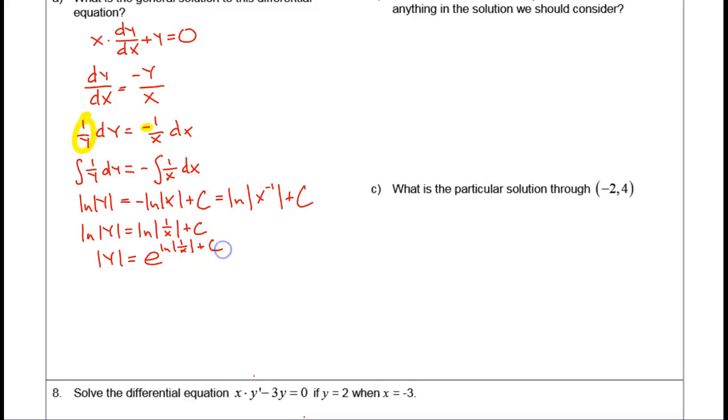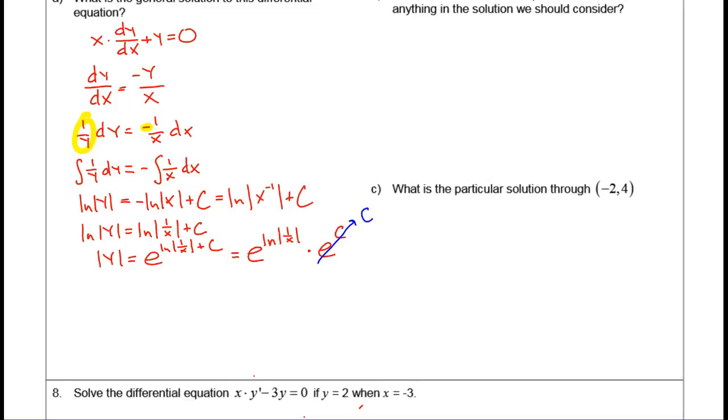plus a constant. Well, if you recall what we did yesterday, we talked about e raised to a variable expression plus a constant can be rewritten. So I'm going to rewrite this as e to the natural log of the absolute value of 1 over x times e to the c. Now this whole thing here, e to the c, is a constant. I would like to just call it c.